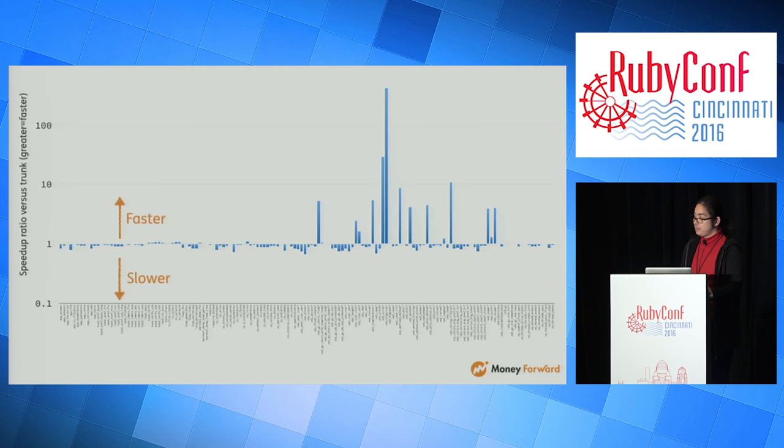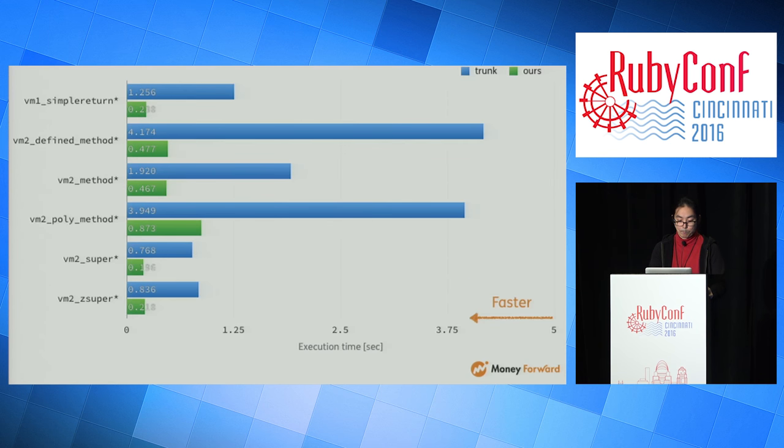The speed up ratio 1.0 means the speeds are even. Greater number shows our strategy is beating the trunk, and the smaller, the slower. From what we see here, almost all benchmarks are slightly slower, actually, than the original one. And among them, few benchmarks achieve extremely fast results.